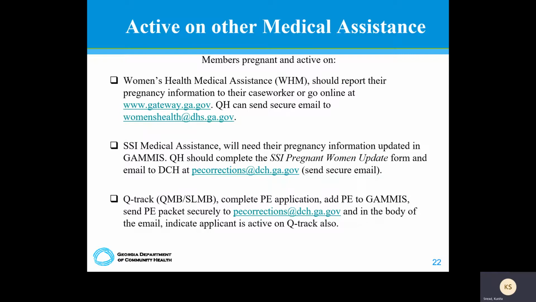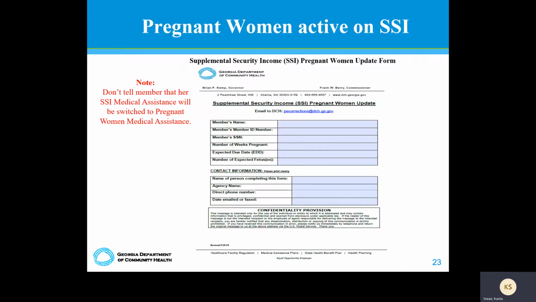If a woman is pregnant and you screen her and it shows that she's on SSI, which was in the A categories highlighted in turquoise on the chart on slide 25, then you're not going to do a PE application on those individuals. What you're going to do is complete an SSI pregnant women update form. If you go to slide 23, this is what the SSI pregnant women update form looks like.